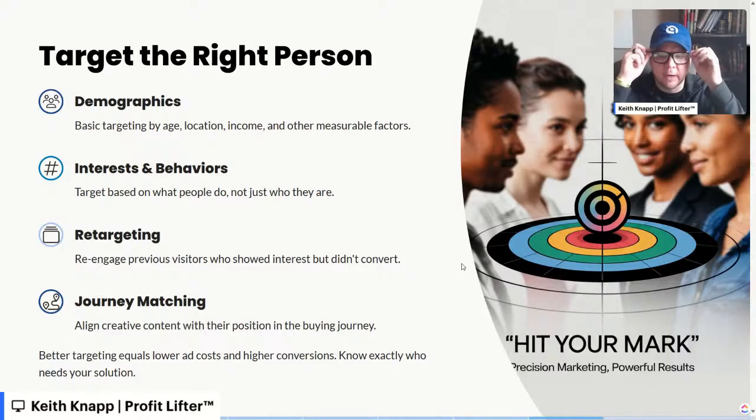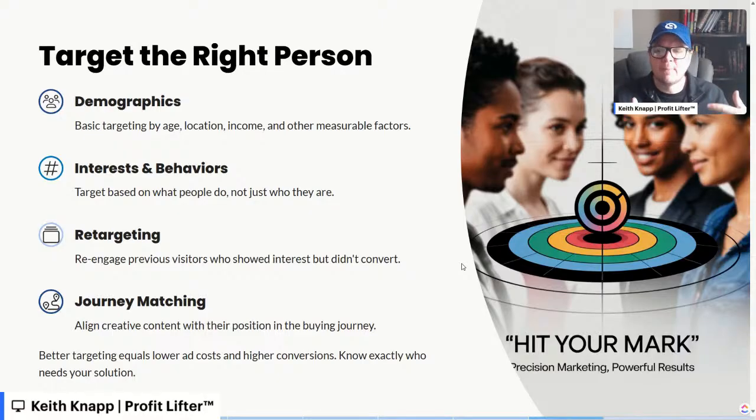So what you want to be looking at is you want to be thinking about demographics, basic targeting by age, location, income, and other measurable factors. Like if you're in the business to business space, you need to target business owners. Pretty straightforward, right? If you sell to consumers, if you sell women's products, you need to be targeting women. You may target men occasionally when it comes around Mother's Day, but the majority of the people you're targeting should be your ideal buyer, the person who's going to buy.